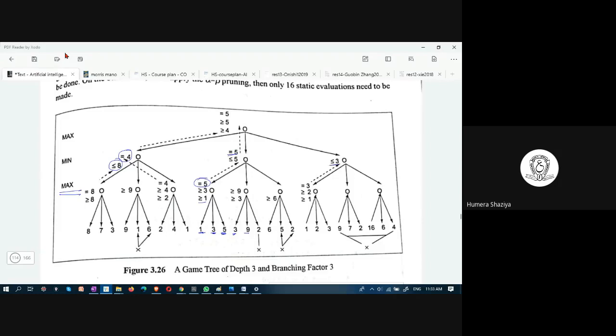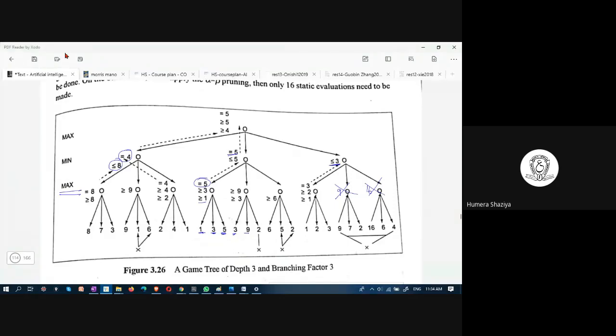Here it should be less than or equal to 3, and you see here this branch and this branch, no need actually. Even if you choose 9, if you choose 16 here, if it is less than or equal to 3, there is no meaning in traversing these two paths. That's why these two paths are pruned.